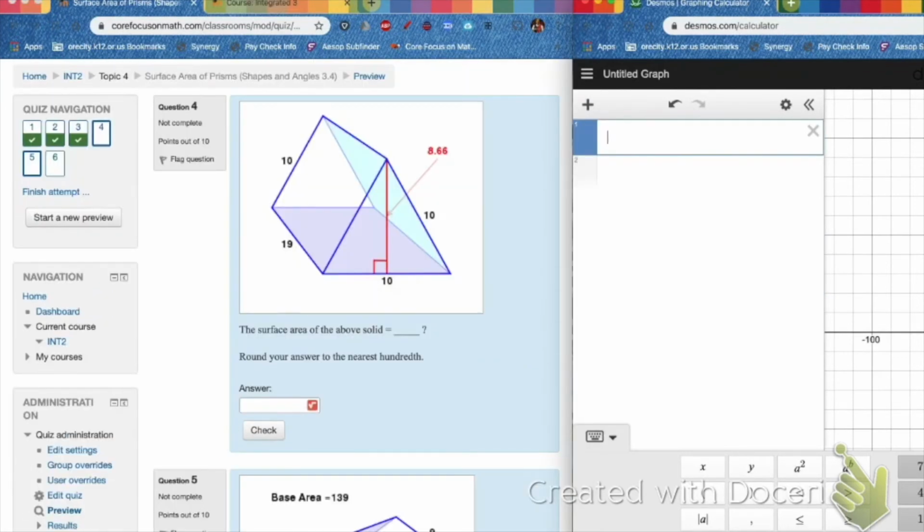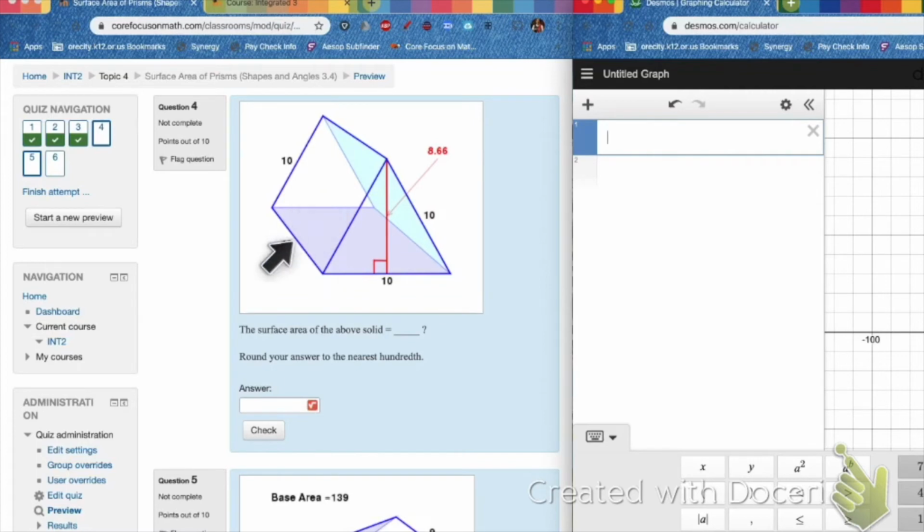All right, number 4. We now have, for the first time, an object that is not a square or a rectangle. In this case, we have 2 triangles in the front and back. For these, we're going to have to add in the area of a triangle plus our rectangles. So how many rectangles do we have first?